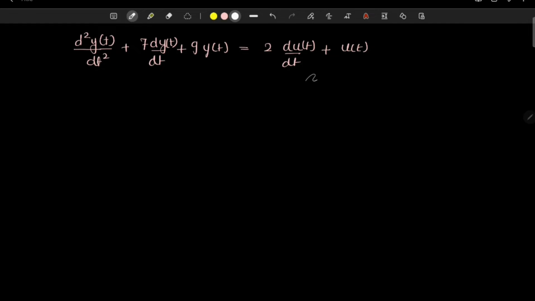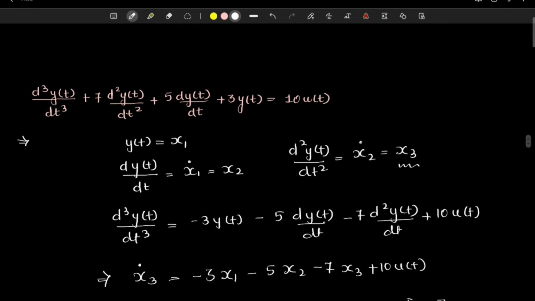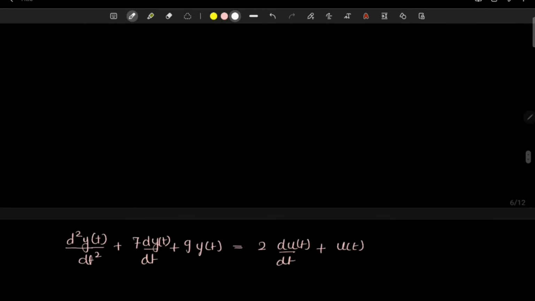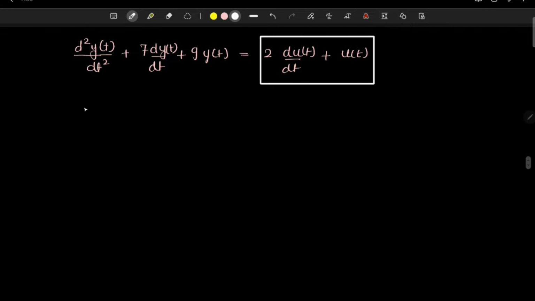plus u of t. In the previous question we saw that there is no derivative on the right side of the equation, right? But in this question we can find derivatives on the right side of the equation. So how to solve such an equation? First we will take the Laplace transformation of the entire equation.